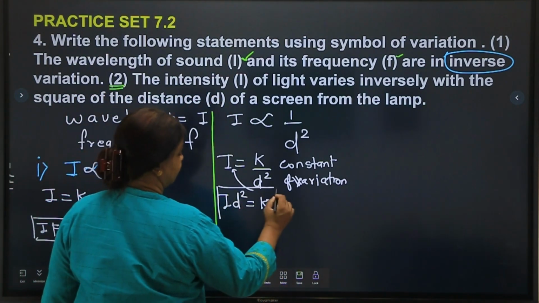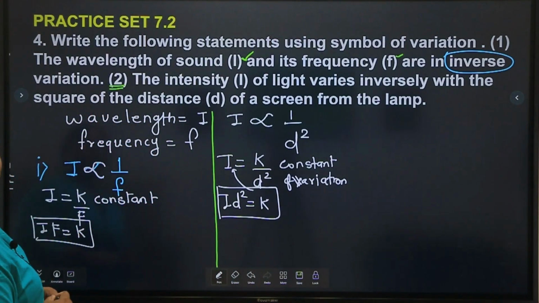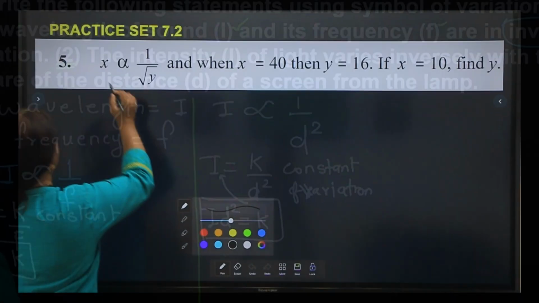K is the constant of variation. We are done with this. Only two sums were there. Let us move to the next question.